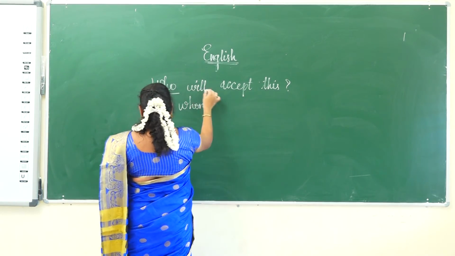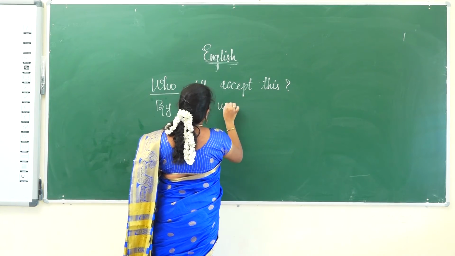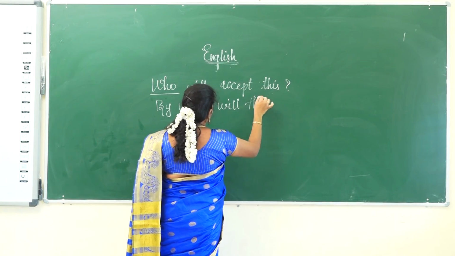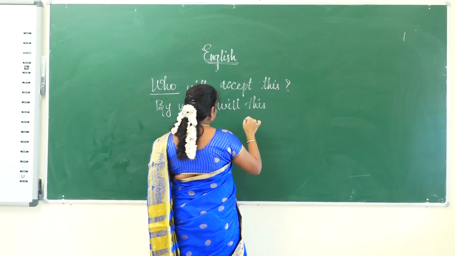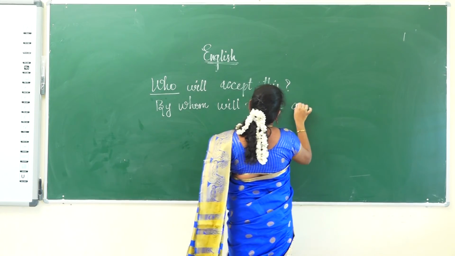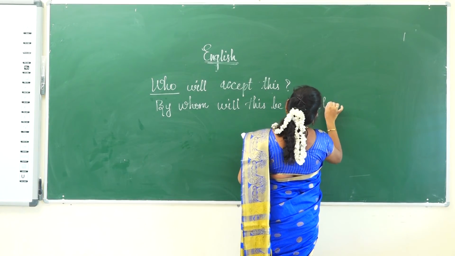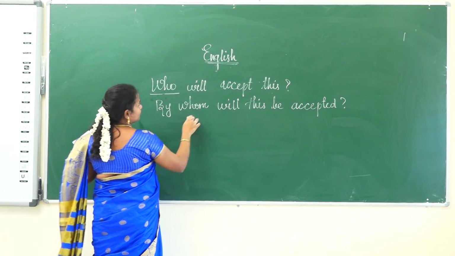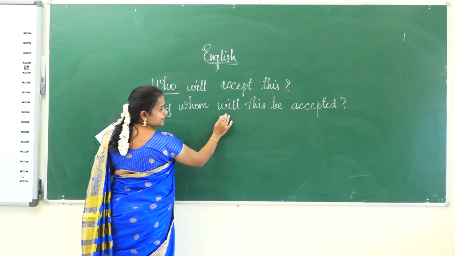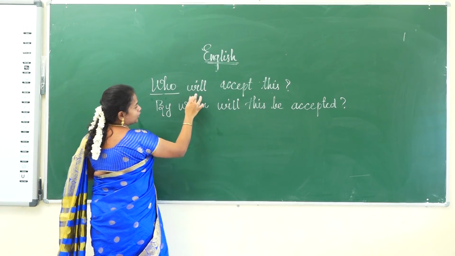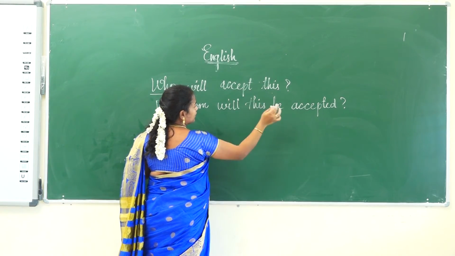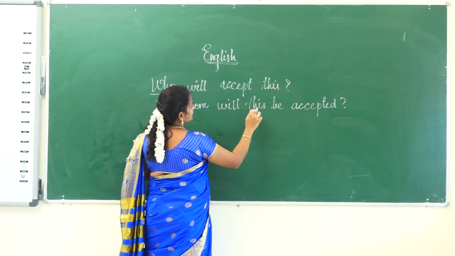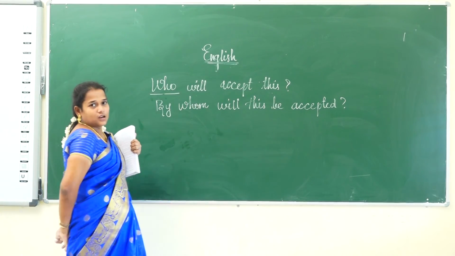By whom will be the same. Which is the object here, this. So, by whom will this be accepted? Will this be accepted? Do you understand? So, who will convert into whom. This will remain the same as it is. Then because of the will, we have to change this to the future passive form will be. Okay. So, by whom will this be accepted? Do you understand?